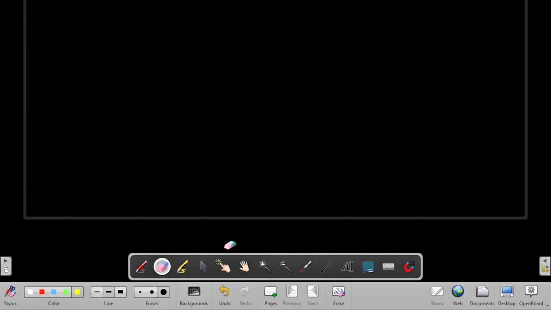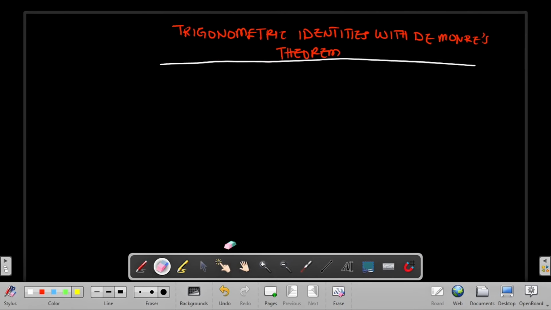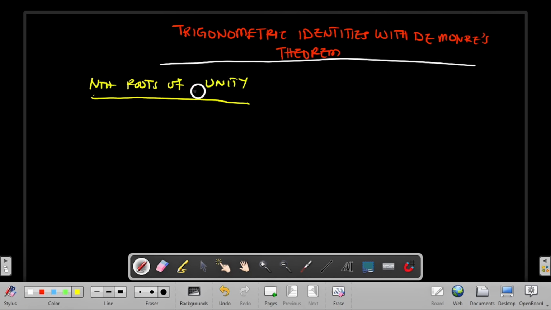Okay, let me use where I've cleaned up to. So here we are going to talk about nth roots of unity. So one application of the Moivre's theorem is for finding the nth root of unity. Okay, so it's used for solving equations in the general form z to the power n is equal to 1.